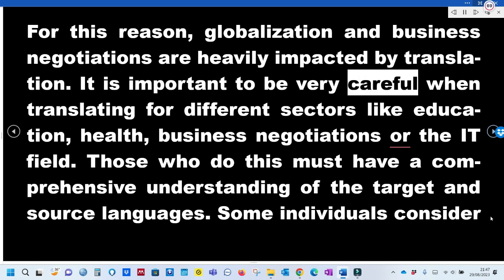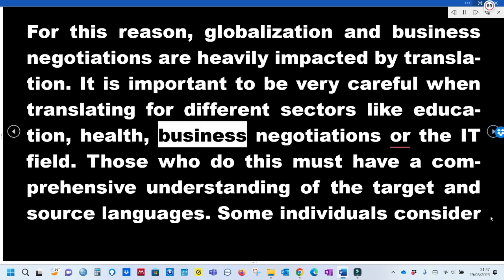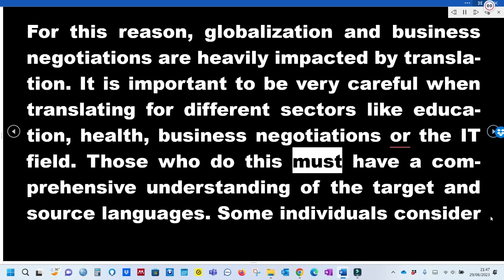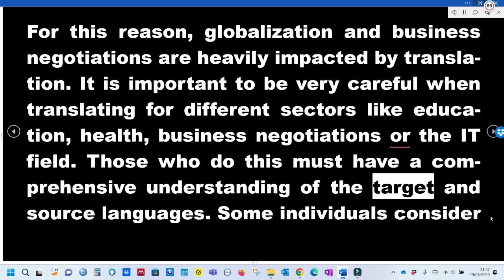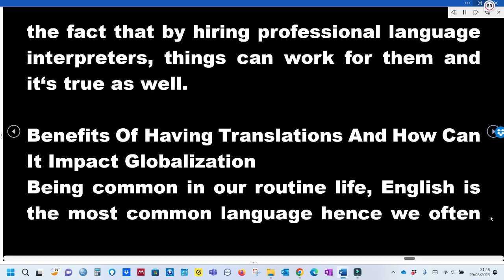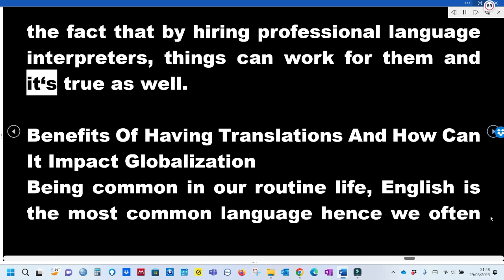It is important to be very careful when translating for different sectors like education, health, business negotiations, or the IT field. Those who do this must have a comprehensive understanding of the target and source languages. Some individuals consider the fact that by hiring professional language interpreters, things can work for them, and it's true as well.